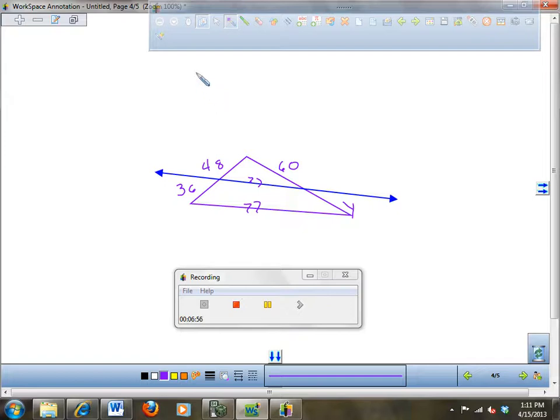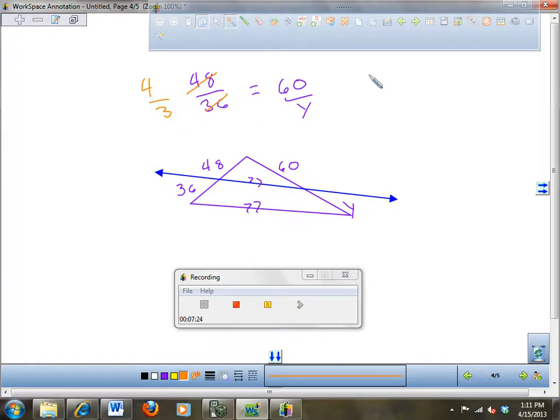So all you have to do is go 48 is to 36 as 60 is to y. Very good. Who said that? Harry reduced that in his head, right? So what number do you divide into both of those? 12. 12 goes in there 4 times, and 12 goes in there 3 times. So he reduced this to 4 to 3.